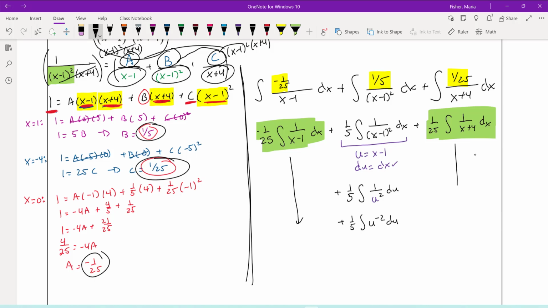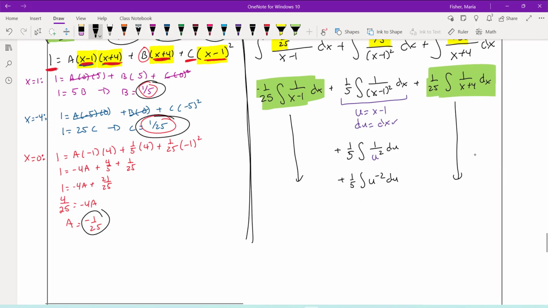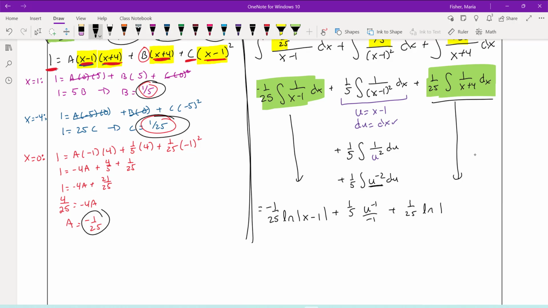Bringing this down and bringing this down. If we integrate negative 1 over 25, the integral of 1 over x minus 1 dx, we get negative 1 over 25, the natural log of the absolute value of x minus 1. And then this is plus 1/5. When I integrate u to the negative second, that becomes u to the negative first over negative 1. And then when I integrate my other term here, that's 1 over 25, the natural log of the absolute value of x plus 4 plus c.